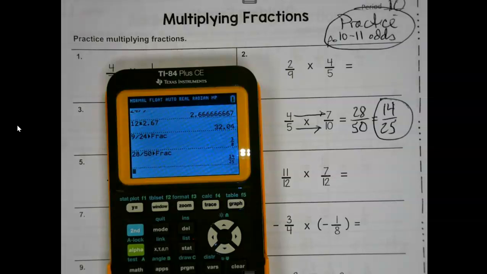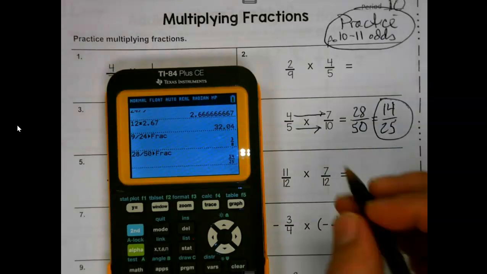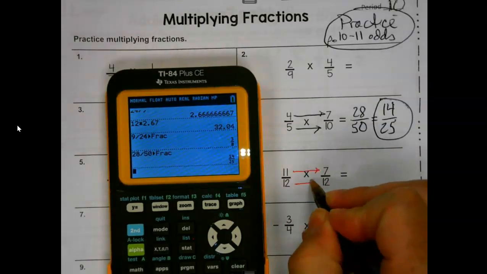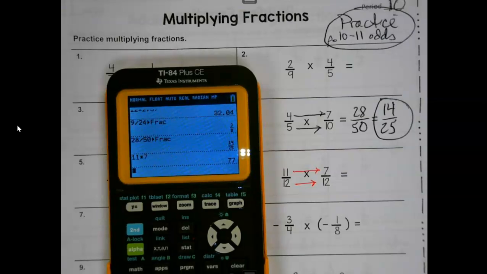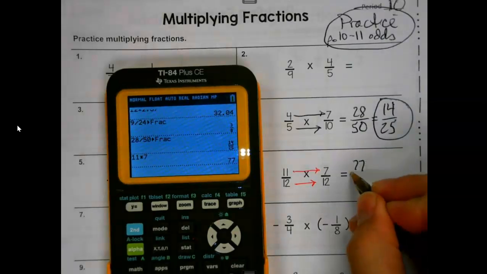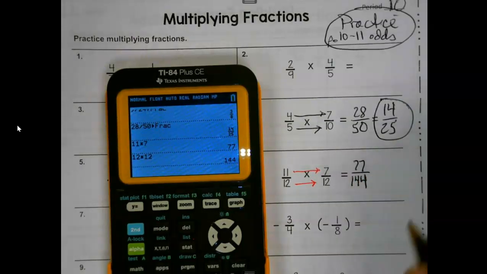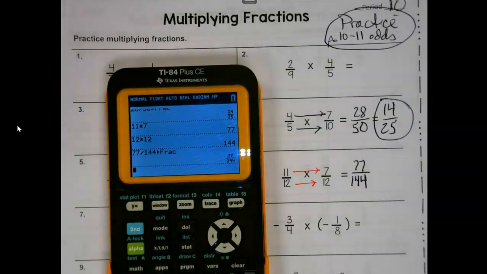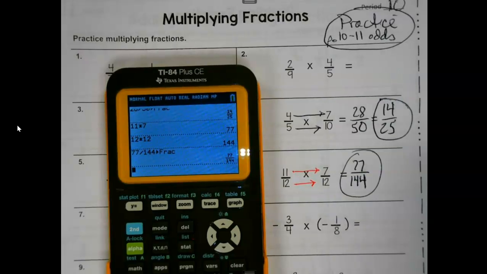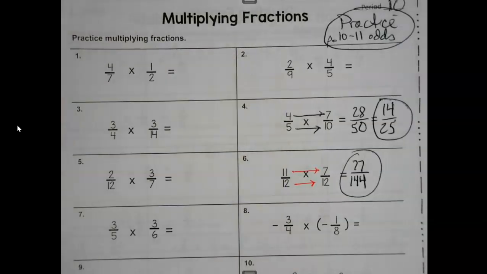So what does it mean if, let's just say I do one of these, like the one below it here. And I'm like, okay, 11 times 7, get that set. 12 times 12, get that set. And I do it, and I get the same fraction back. Could something have gone wrong? Not really. Sometimes they're just going to be good when you go ahead and get that part done.